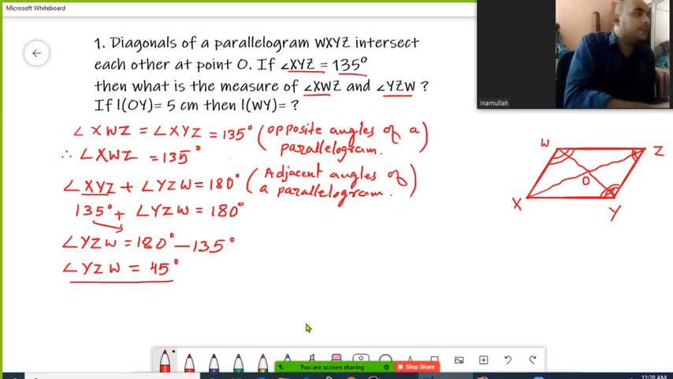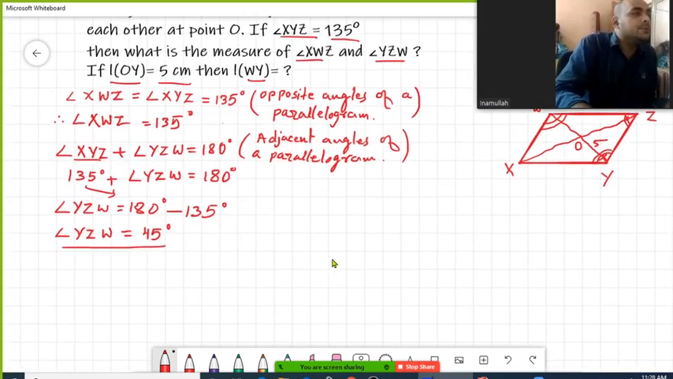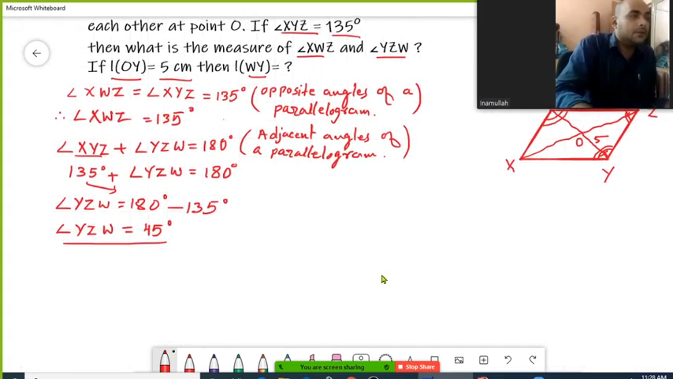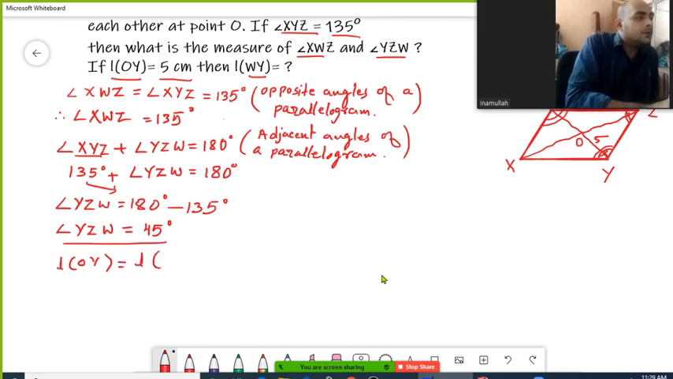Now next part of the question says if length of OY is 5 centimeter, OY, this length is 5 centimeter, then find the length of WY. WY means length of this diagonal, WY. So yes, that should be 10 centimeter. So here I can say length of OY is equal with length of WO, and each is of 5 centimeter.